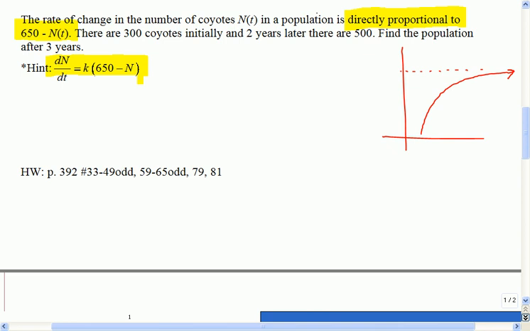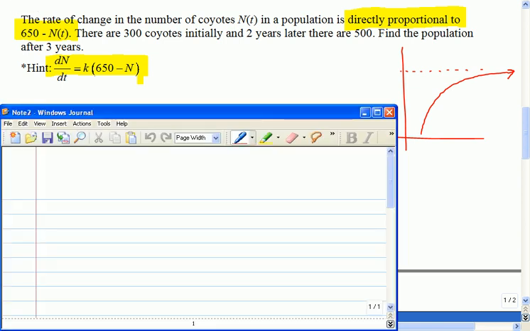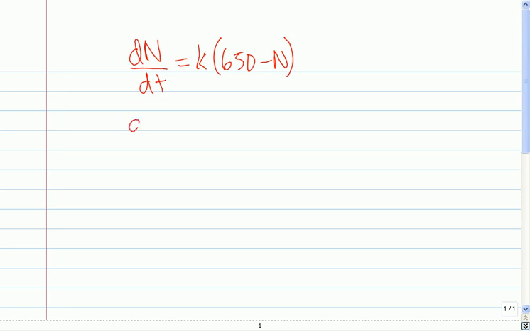Okay, so I'm running out of space there. I'll do this one as well on a separate sheet, which was 650 minus n in the original, if it's hard to read. So this is the equation that I'm trying to solve. So the change in population, the number of coyotes with respect to time, would be like this. So 650 minus n is equal to k dt.